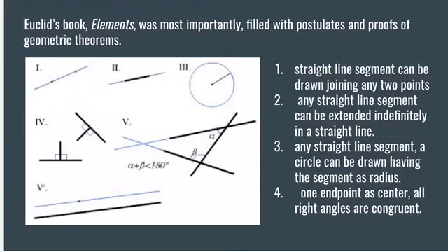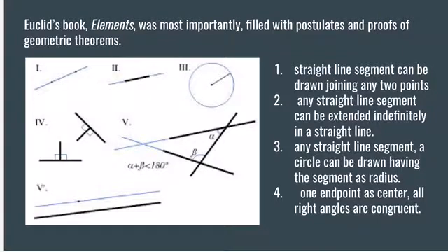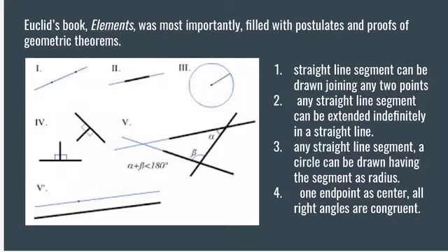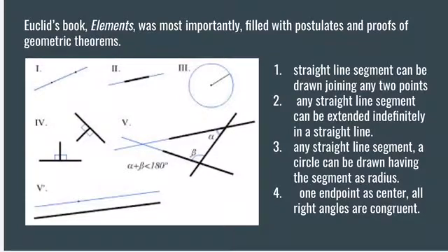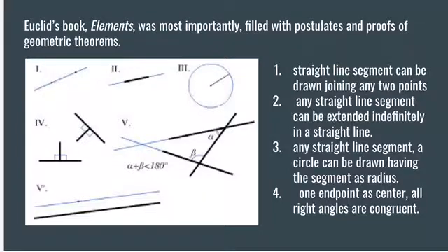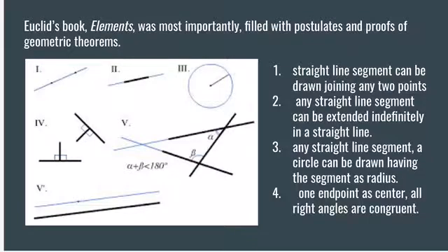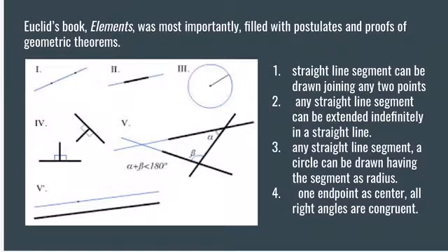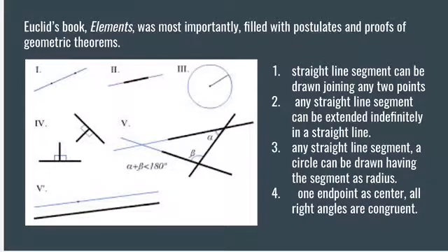The first one says that a straight line segment can be drawn joining any 2 points. The second one says that any straight line segment can be extended indefinitely in a straight line. The third one says that given any straight line segment, a circle can be drawn having the segment as its radius and one endpoint as its center. The fourth one states that all right angles are congruent. 4 out of 5 of Euclid's postulates are commonly used every day and have great importance in geometry. Euclid's postulates and proofs are one of the most pivotal discoveries and have helped advance the field of geometry greatly.